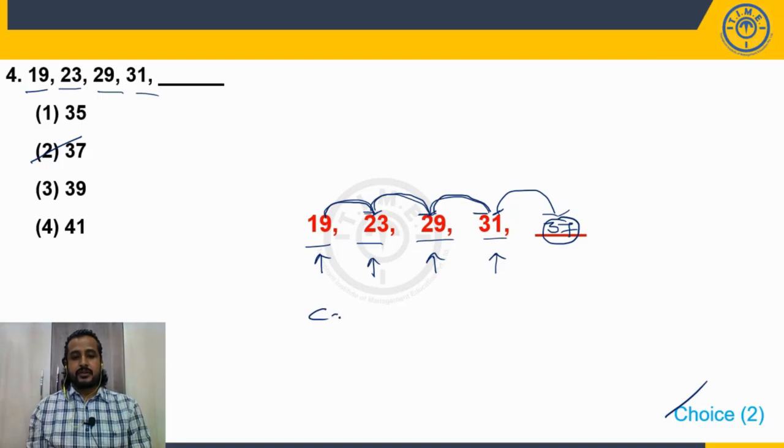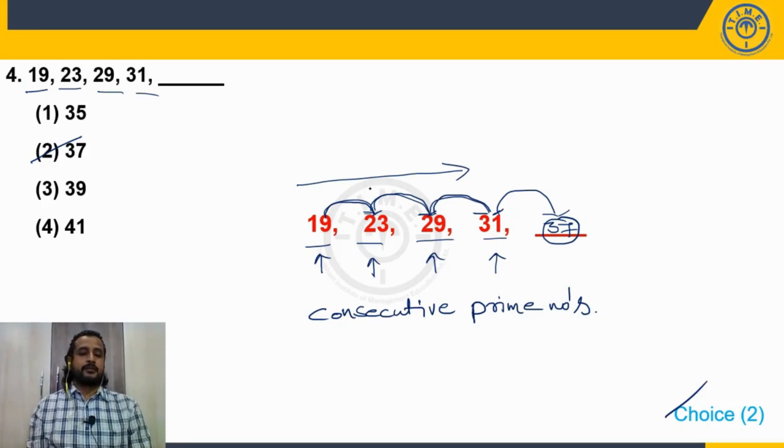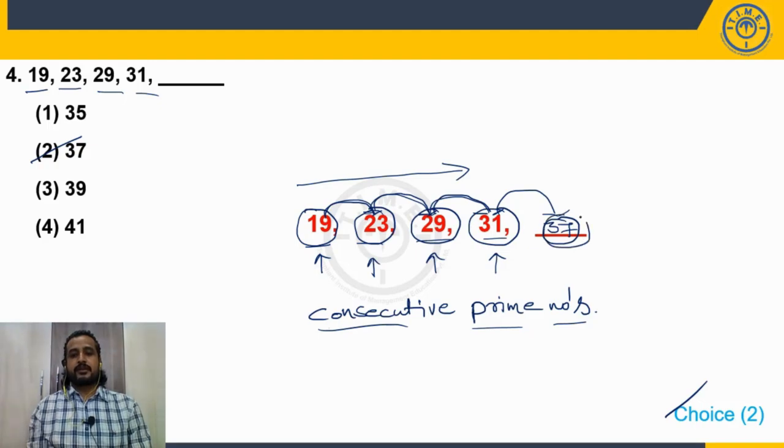And what is the logic? Consecutive prime numbers in increasing order. The given series is in increasing form. It can be an increasing pattern or a decreasing pattern. So here it is an increasing pattern. So consecutive prime numbers in increasing order starting from 19. 19, next prime number 23. 23, next prime number 29. 29, next prime number 31. And after 31, the next prime number is 37. Clear, dear students? Good. Move to the next question.